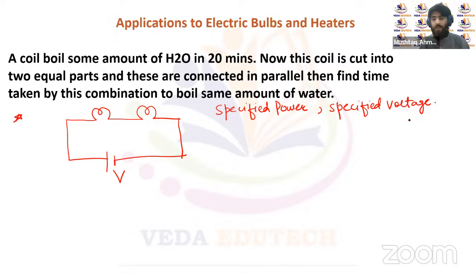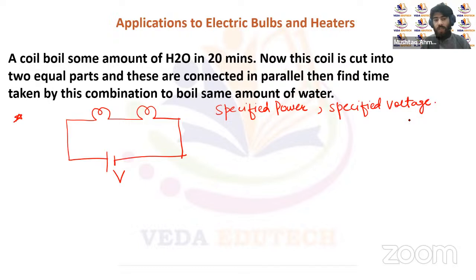Similarly, specified power is the maximum power consumption that will be given by a particular bulb. It's not always possible that it will give the same amount of consumption. Most of the time, it gives less consumption than the specified power. So the specified power and specified voltage are mentioned on the bulb itself. That's the maximum power it can consume, and the maximum voltage up to which it can work.